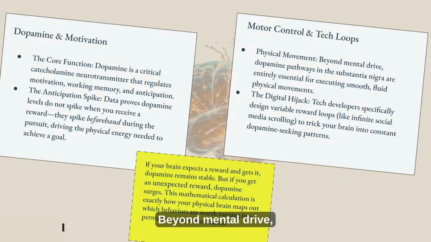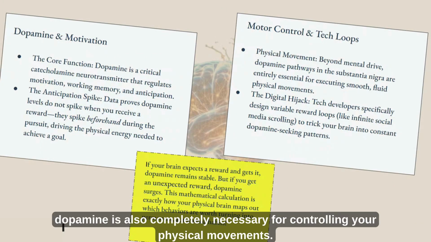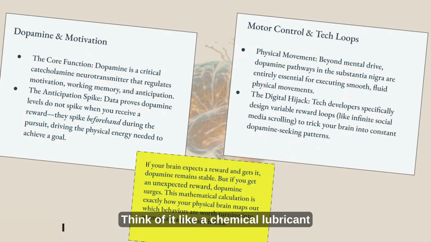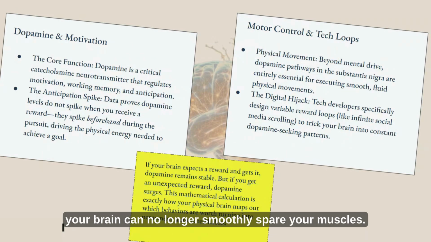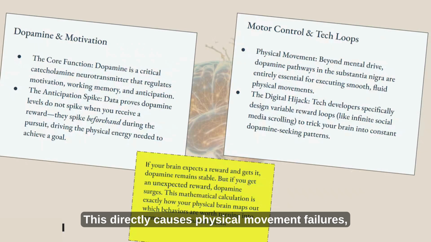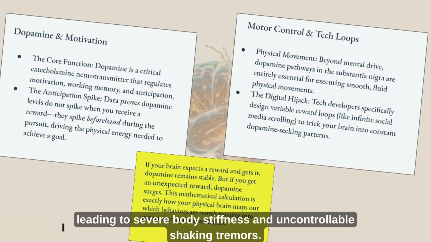Beyond mental drive, dopamine is also completely necessary for controlling your physical movements. Think of it like a chemical lubricant for your brain's motion control center. When dopamine levels drop too low in these physical pathways, your brain can no longer smoothly steer your muscles. This directly causes physical movement failures, leading to severe body stiffness and uncontrollable shaking tremors.